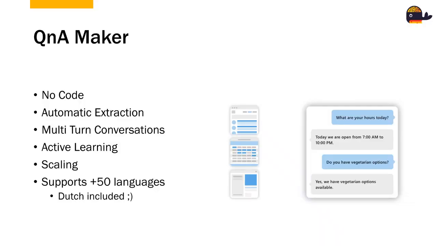QnA Maker, as you saw, is also without any code. It has automatic extraction. As we saw, we copied the link of the FAQ and pasted it into the service, and it gets all the data back. An extra feature it has is multi-turn conversation. What is that? Let's imagine you're building a chatbot for a city council, and someone asks the question, I'm looking for a school. That's a very general question. So what kind of school are you looking for? Are you looking for a university, a music school, maybe a sports school?